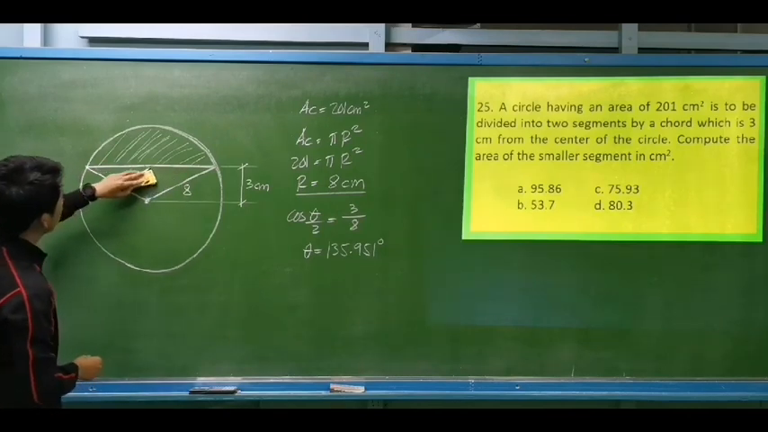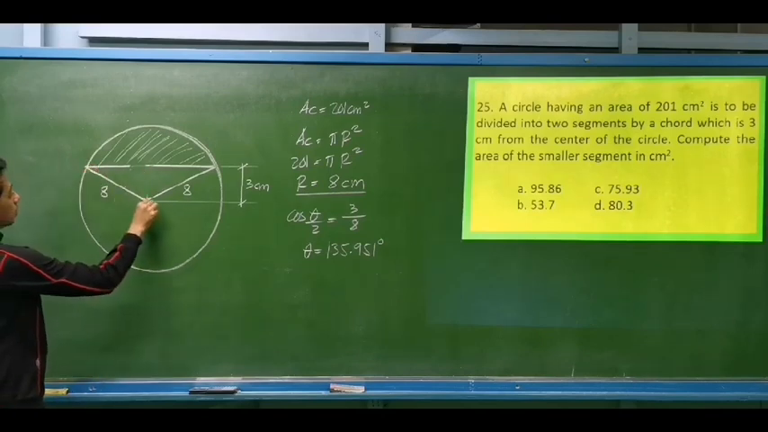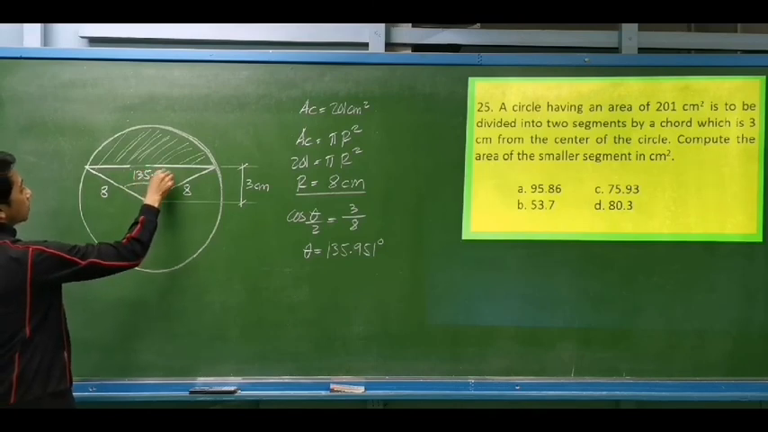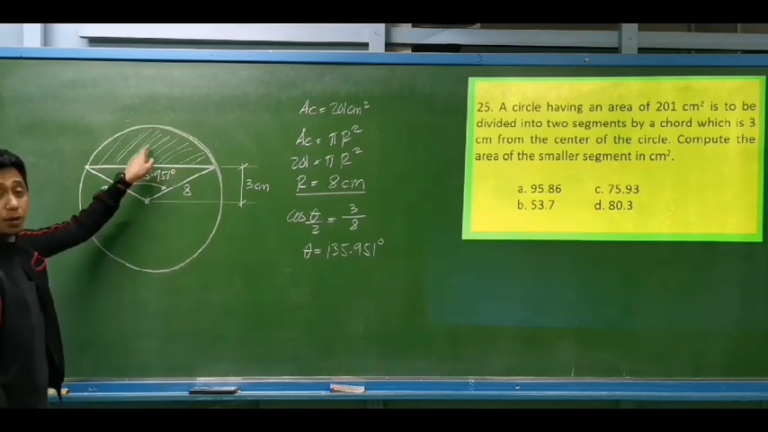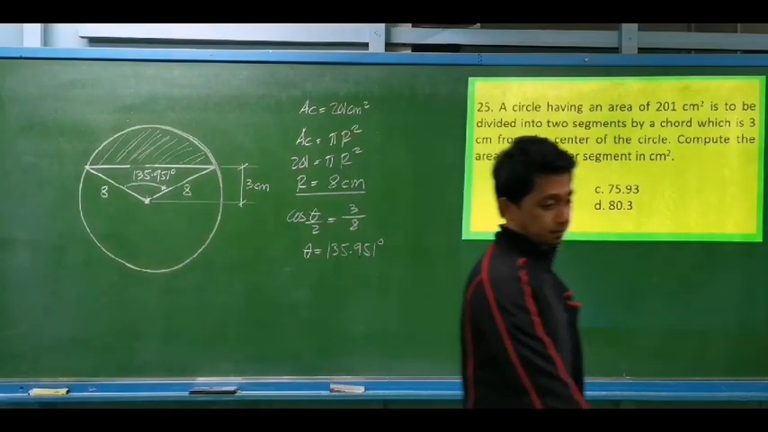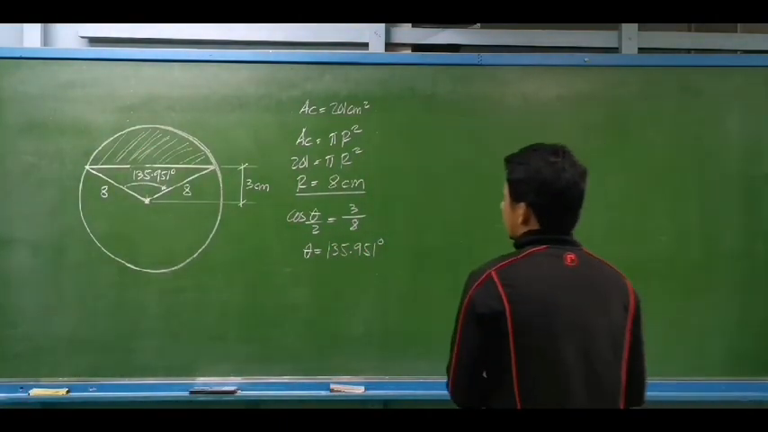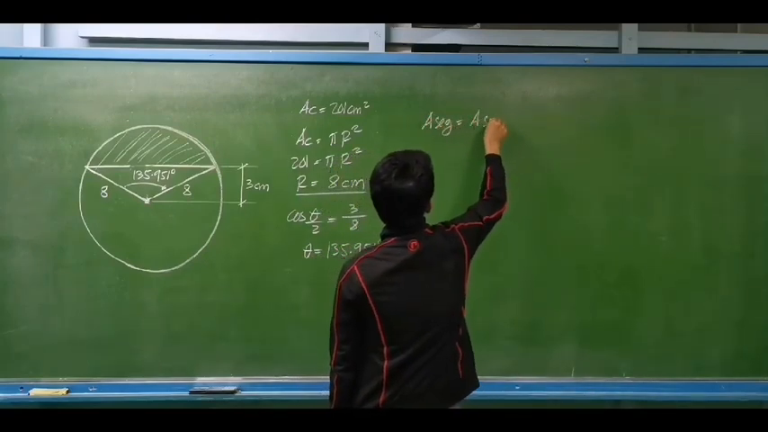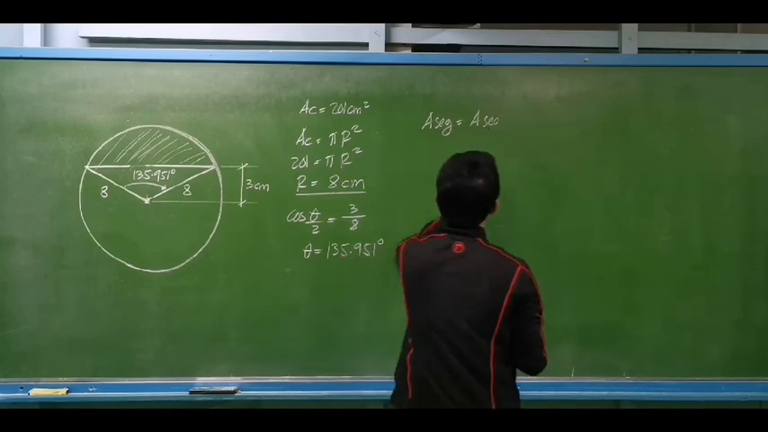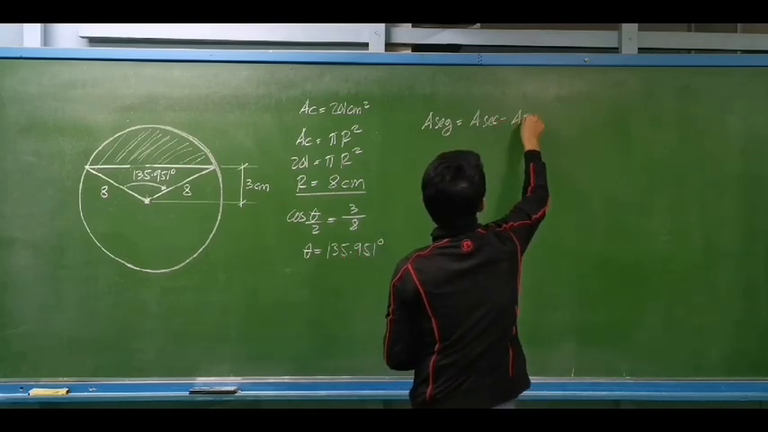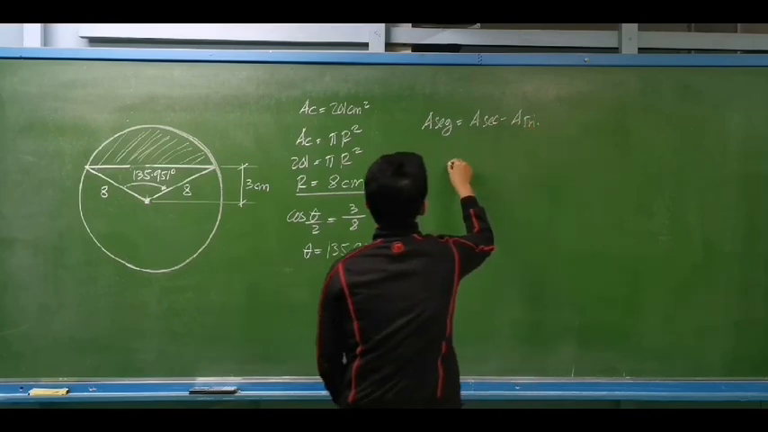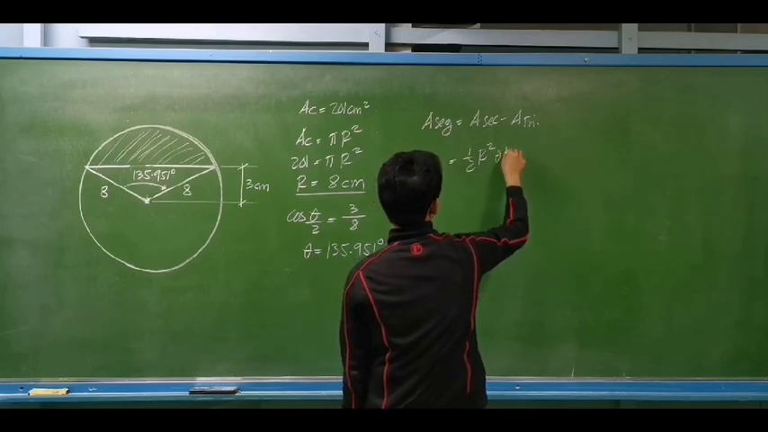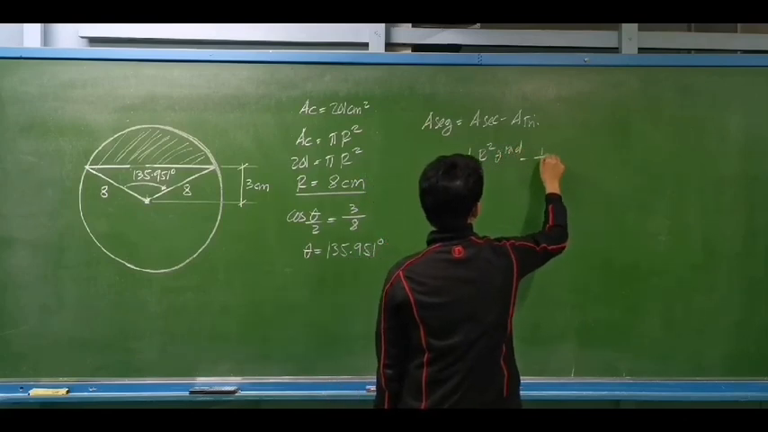But if we consider the whole sector that was formed, we have an equivalent central angle here of 135.951 degrees. Okay, how do we get the area of a segment, last time? Isn't it that the area of a segment is equal to the area of a sector minus the area of a triangle? Okay, what is the area of the sector? 1/2 the radius squared, theta in radians, minus the area of the triangle, 1/2.